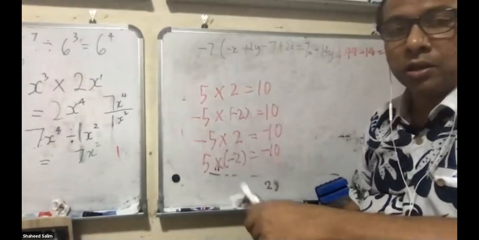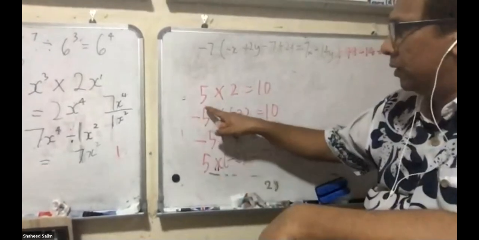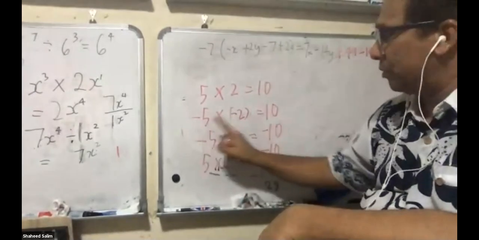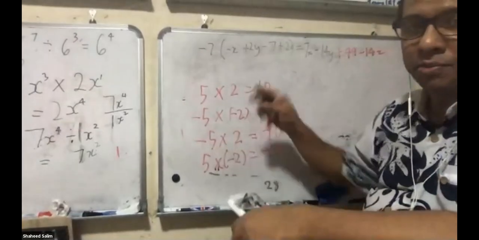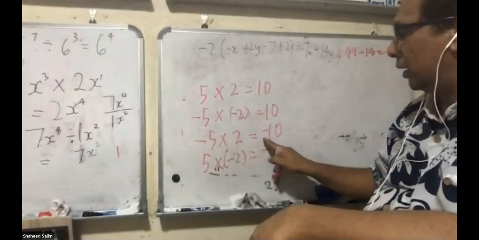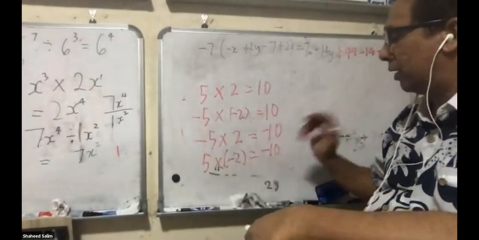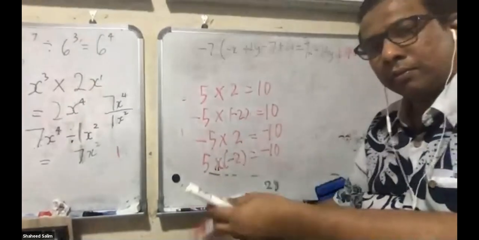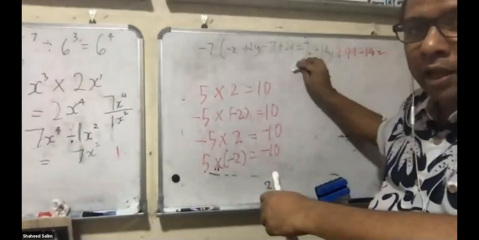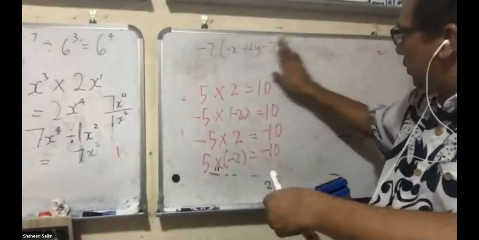You've got to memorize. But just remember, Ryan, positive times positive is positive. Negative times negative is positive. Same sign, positive. Negative times positive, negative. Positive times negative, negative. Different sign, negative. Okay. The very last one, we'll ask Mr.